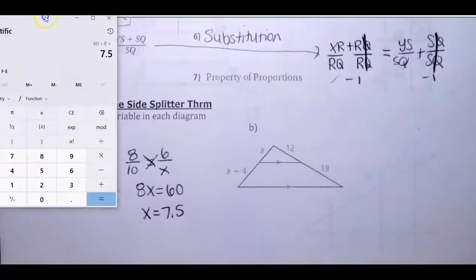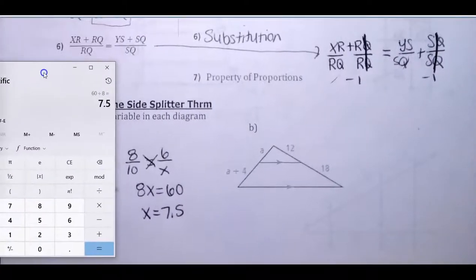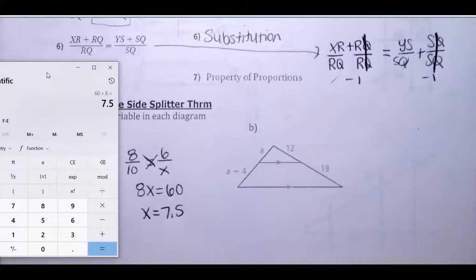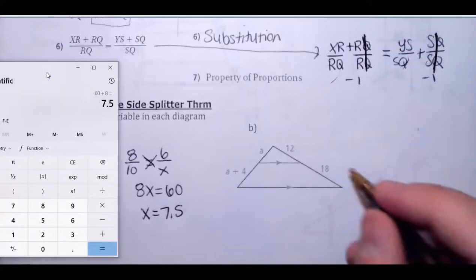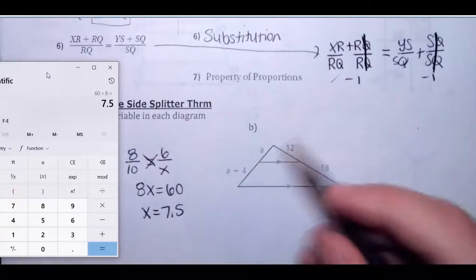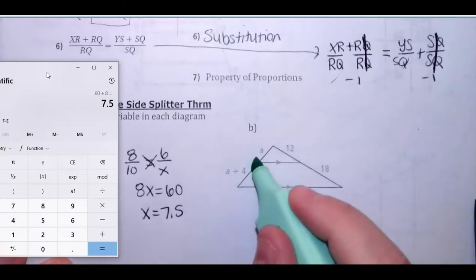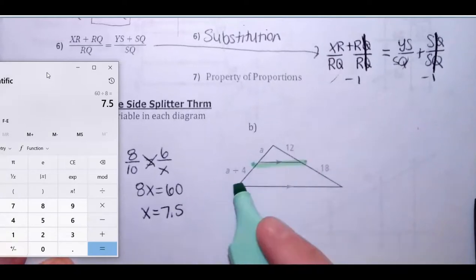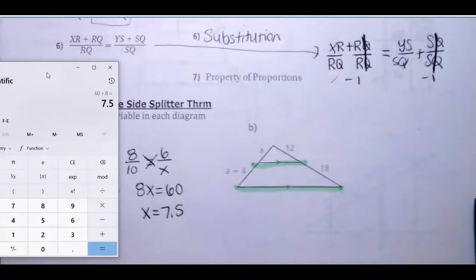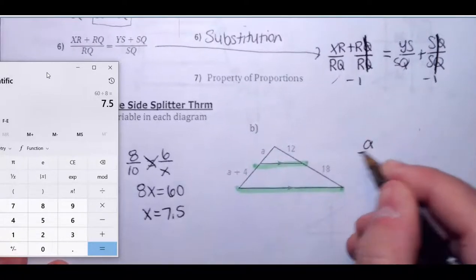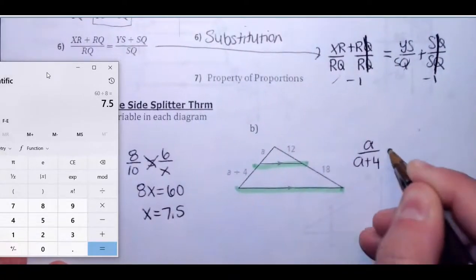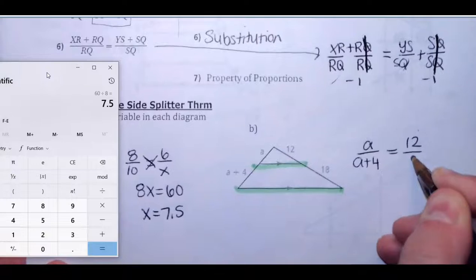All right, I'm going to pull this to the side over here so you guys can see it while I do the other problem. Okay, now here's the other problem. So just take your parallel lines. We're just going to go right down the same side and put those into a fraction. This one will be a little more complicated because I've got a couple different variables. So I'm just going to do a over a plus 4 has to be in proportion to 12 over 18.